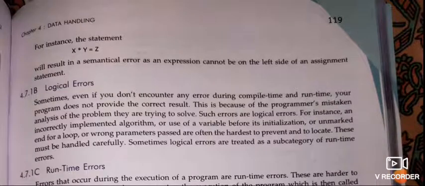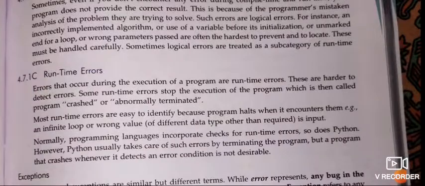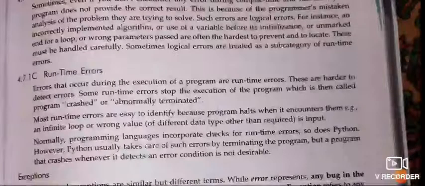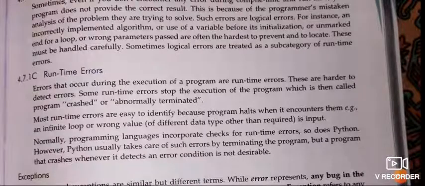Next we will see runtime error. Errors that occur during the execution of a program are runtime errors. What do we mean by execution? Now everything you have written is complete and you want to execute, meaning you want to run that program, and these runtime errors are harder to detect. Some runtime errors stop the execution of the program, which is then called crashed or abnormally terminated. Most runtime errors are easy to identify because the program halts when it encounters them, such as an infinite loop or a wrong value being input.